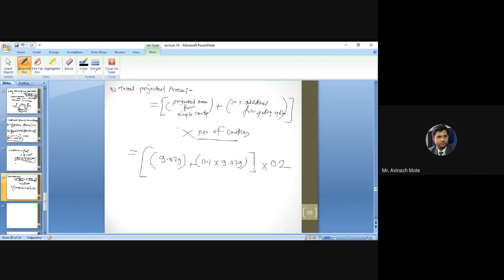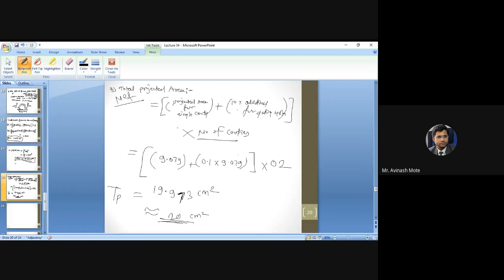So this will be the total, or net, projected area. Total projected area will come around 19.973 centimeter square, so approximately 20 centimeter square. In the design procedure, you can go for the approximation. Not for other problems, but at least for design, if it is very close, you can round the numbers. So total projected area will be around 20 centimeter square.